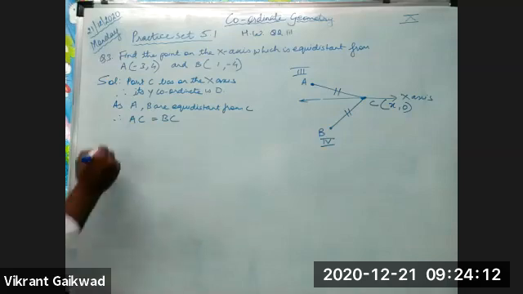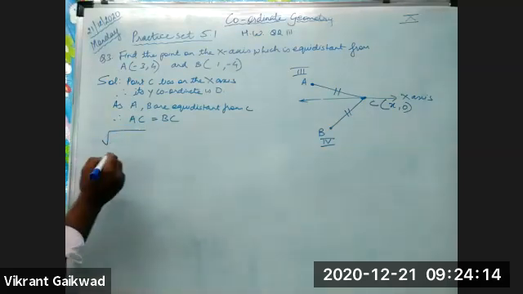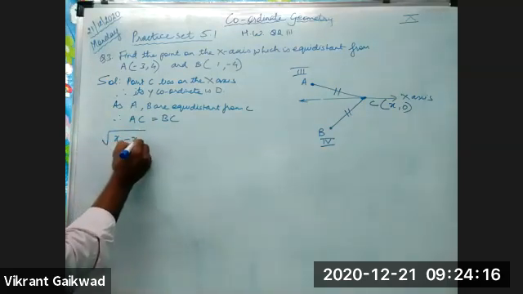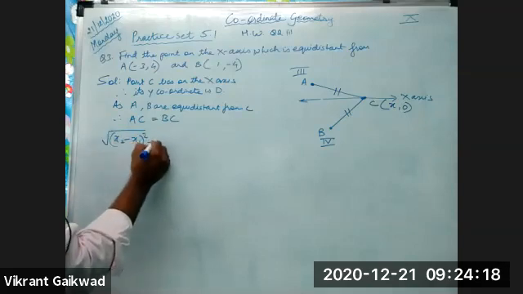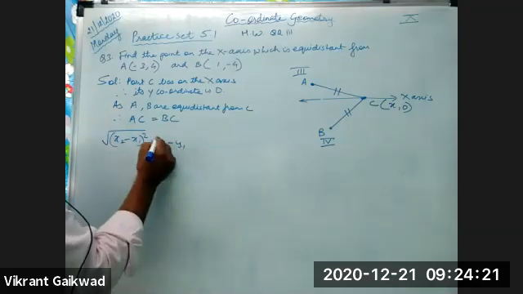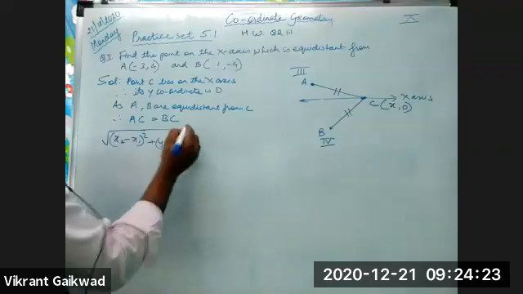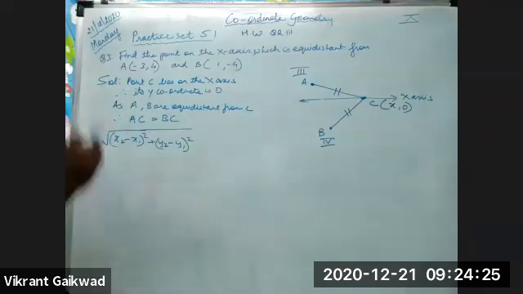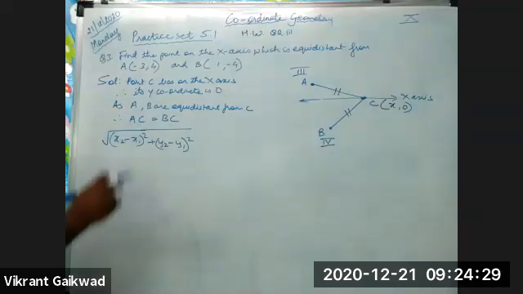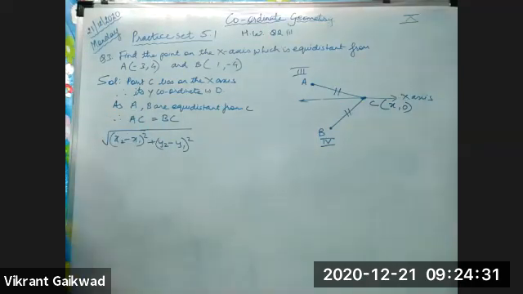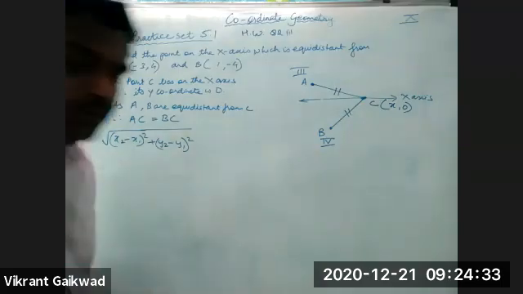So that means, see, root of x2 minus x1 the whole square plus y2 minus y1 the whole square, for distance of AC is going to be equal to distance of BC. Now what we can do is remove the root sign. Now how will you do that?